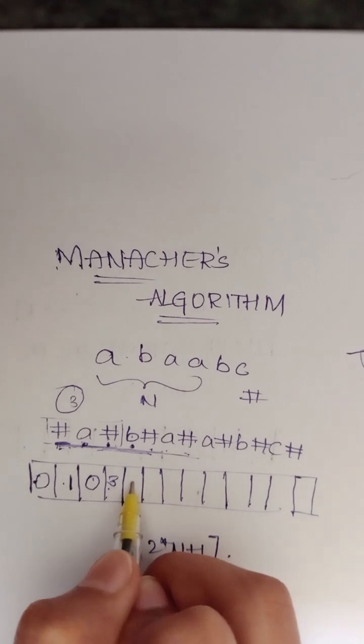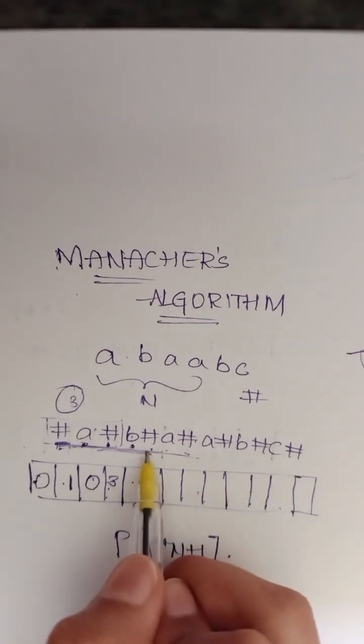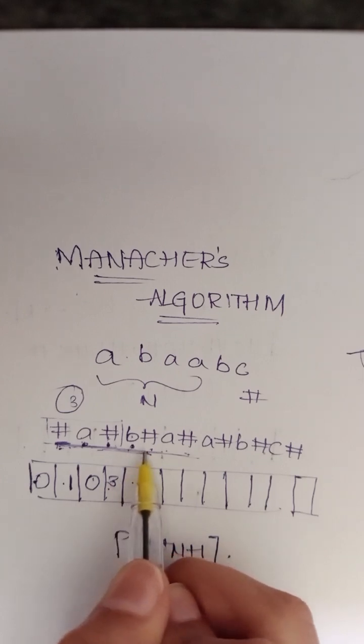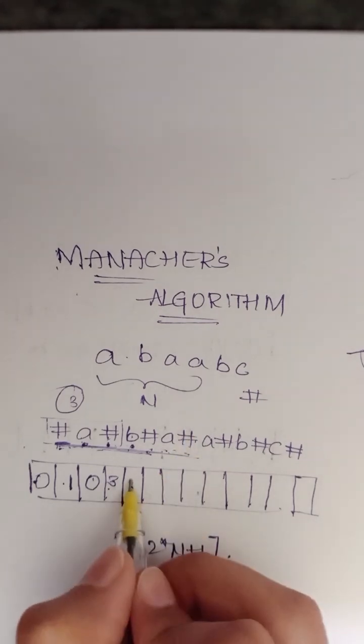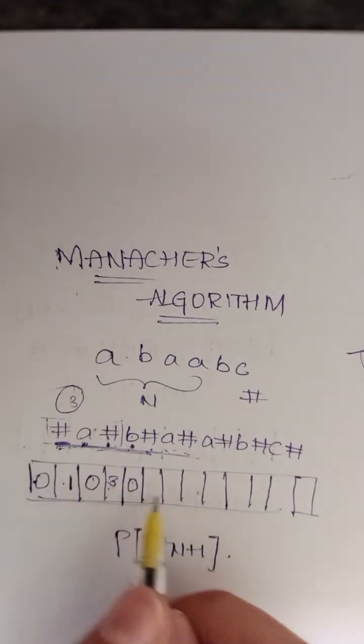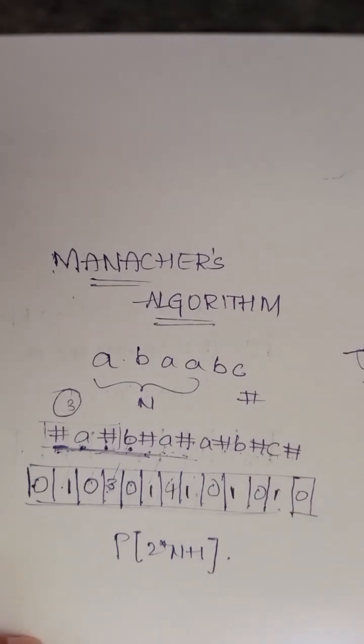Unlike that, at position 4 there is no palindromic substring at all, because the character to the left of this hash is B and the character to the right is A. They don't match, so the value is 0. Like this, we need to fill the total array. And yes, we are done calculating the length of the longest palindromic string at each of these positions. Do you think that this takes order of n? No, obviously. This takes order of n squared.